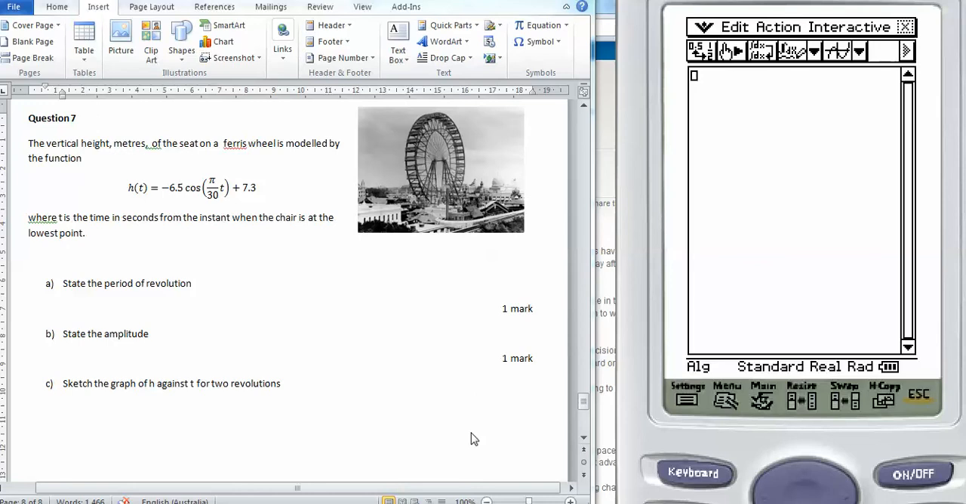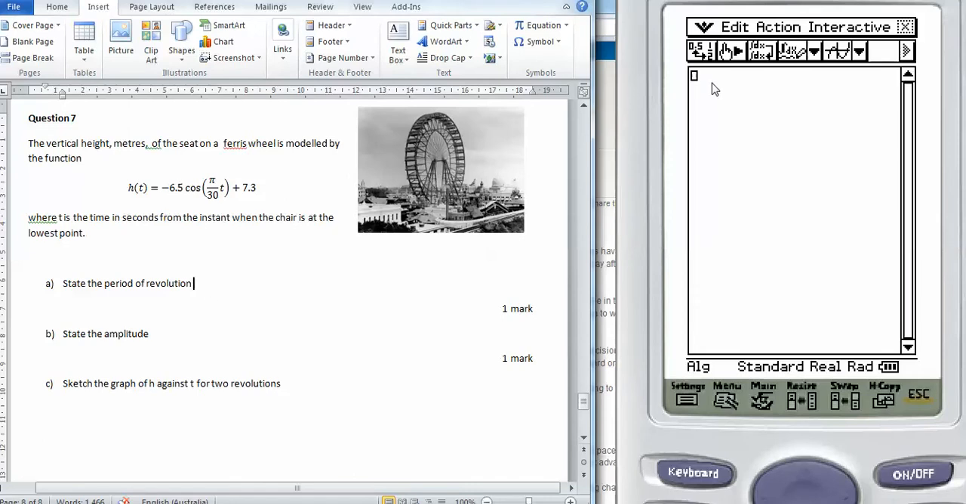This is for Year 12 Methods. It's the 2011 Functions Application Tech Allowed SAC, and it's question number 7. The vertical height in metres of the seat in a Ferris wheel is modelled by this function, where t is the time in seconds from the instant that the chair is at its lowest point.